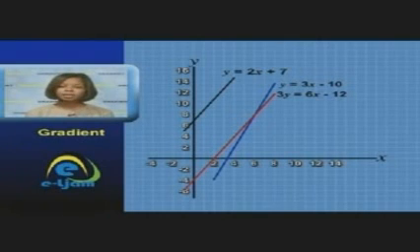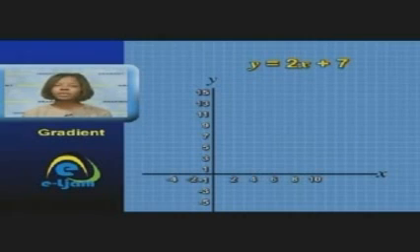Y equals 2x plus 7, y equals 3x minus 10, and 3y equals 6x minus 12 are all examples of equations of straight lines. Each of these equations provides a link between x and y coordinates that lie on these lines. Let us look at the equation y equals 2x plus 7, for example. To show this line on a graph, we would need to find the coordinates which each point on this line depicts.